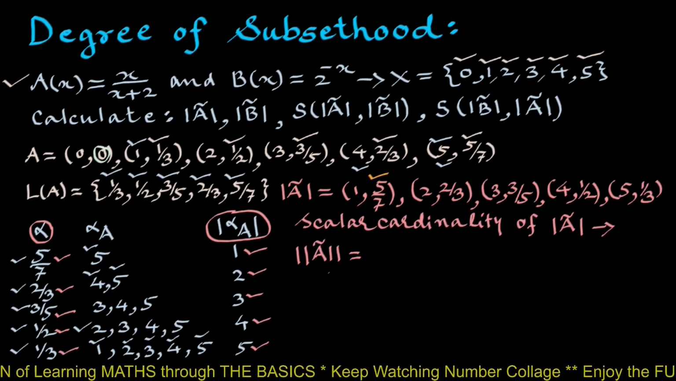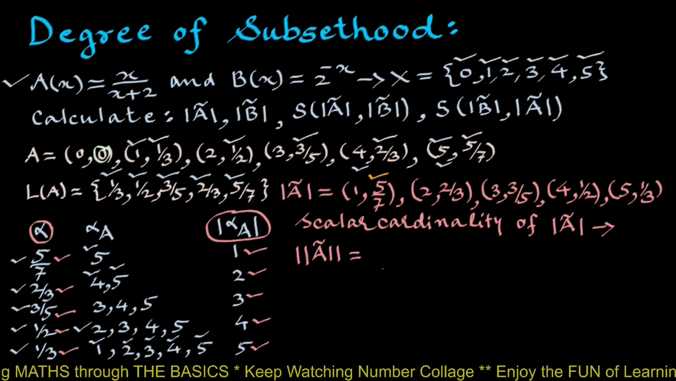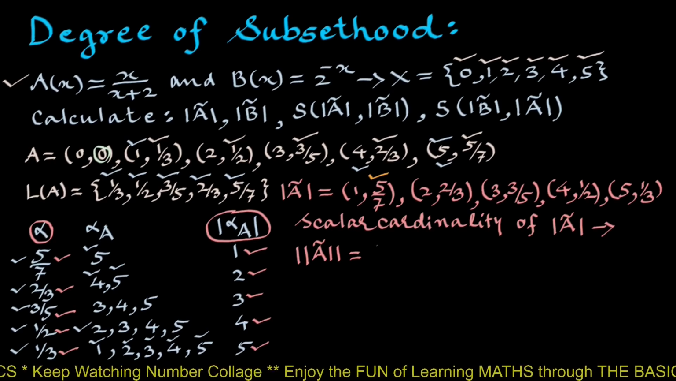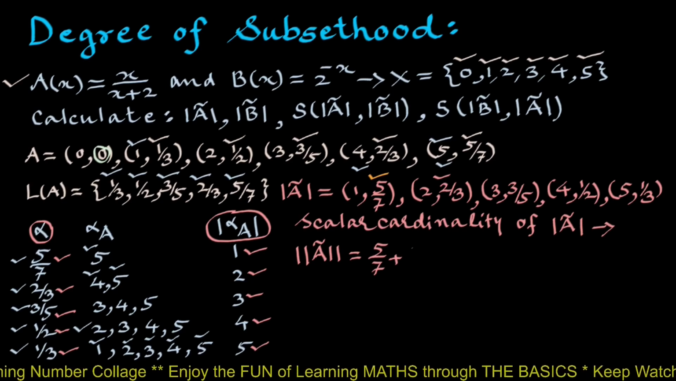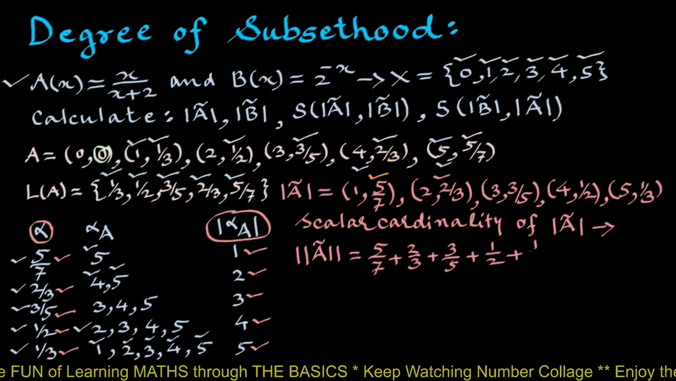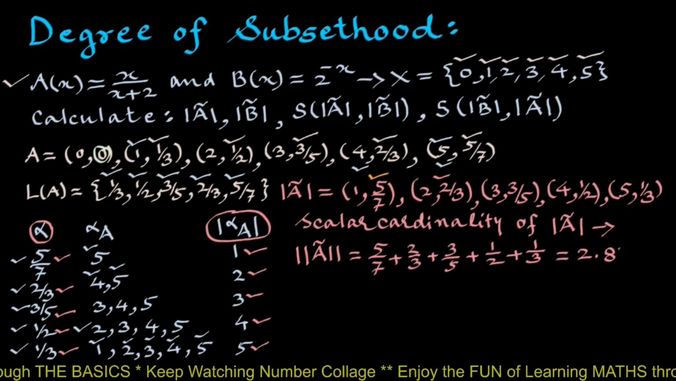Scalar cardinality of fuzzy cardinality of A is this 5 upon 7 plus this 2 upon 3, etc., plus 1 upon 3. That works out to be 2.81.